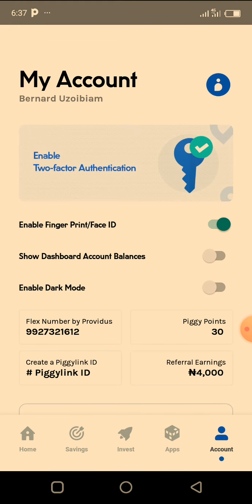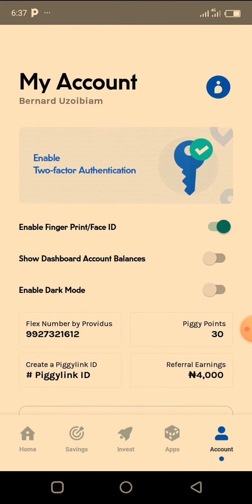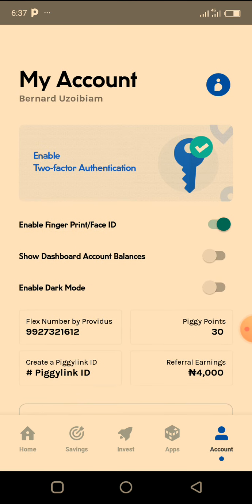See the accounts, the Piggy account. Now this is my own account. You can enable two-factor verification so that no one can tamper with logging into your account. Mine is enabled. If your phone is fingerprint enabled, you can enable login with fingerprint instead of always typing your password each time you want to open the account. You know that if you stay too long, it locks you out. So instead of always typing it, you can just log in with your fingerprint. So you can enable it.